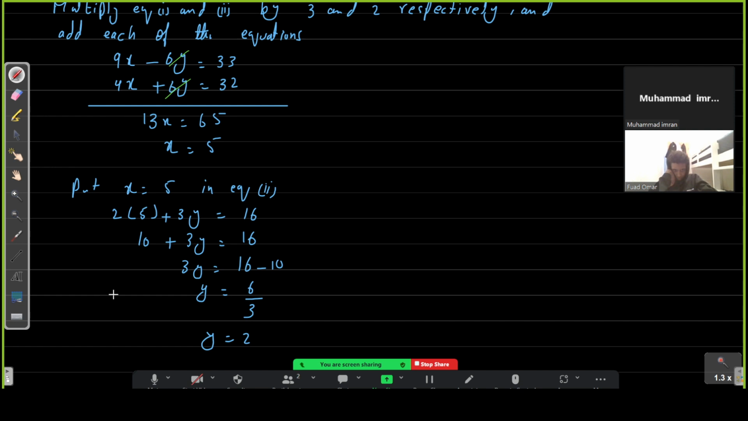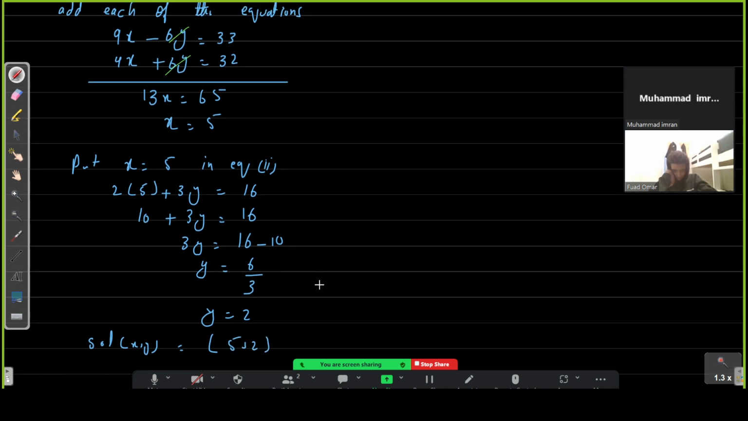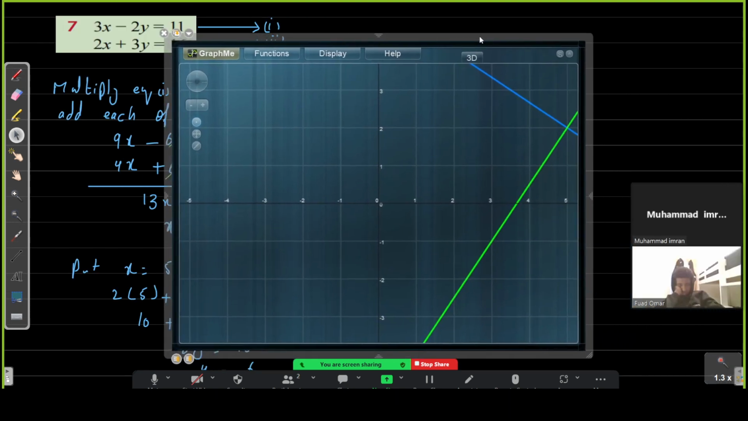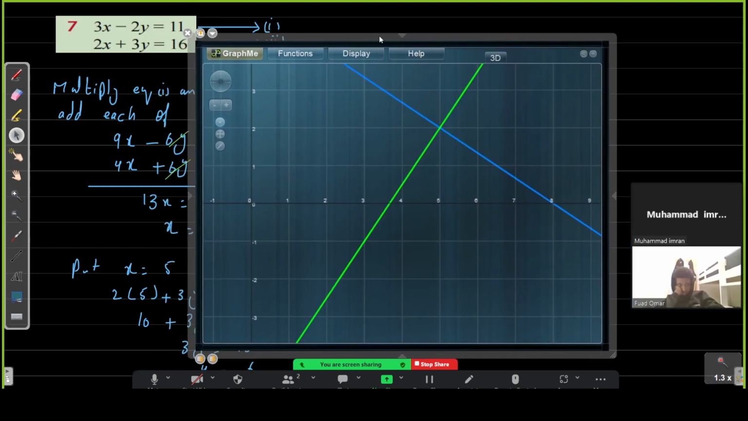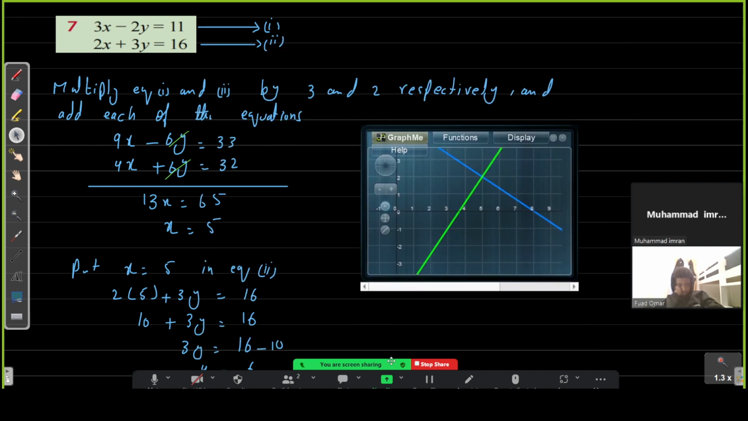So that's the same solution we have done before. Solution of simultaneous linear equation is 5 and 2. So solution of that point is 5 and 2. What does it mean? It means both of the linear equations are intersecting each other at the point 5, 2 on the graph. So we have these two equations. The green one is the equation number 1. They are touching each other at point 5, 2. Exactly 5, 2. Here you can see. It means our solution is correct.